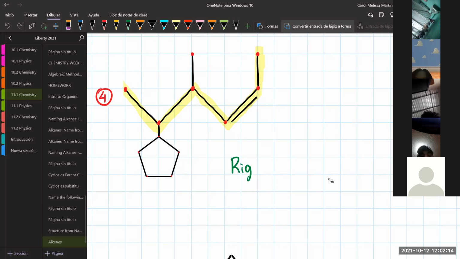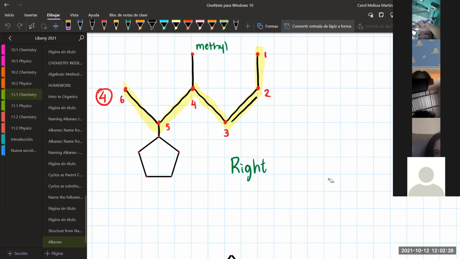Because it is on the right, I will number the carbons from right to left. So this is going to be my first, second, third, fourth, fifth, and sixth carbon. This is going to be methyl. And how are we going to name this alkyl? It is a cyclo because it is a cyclic figure and it has five carbons. So how do you name this cyclo?